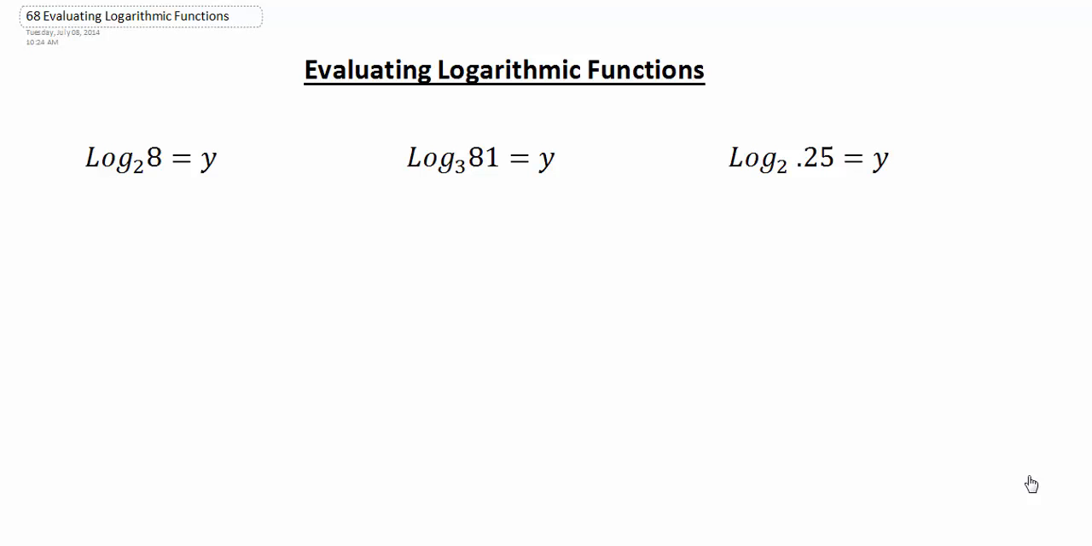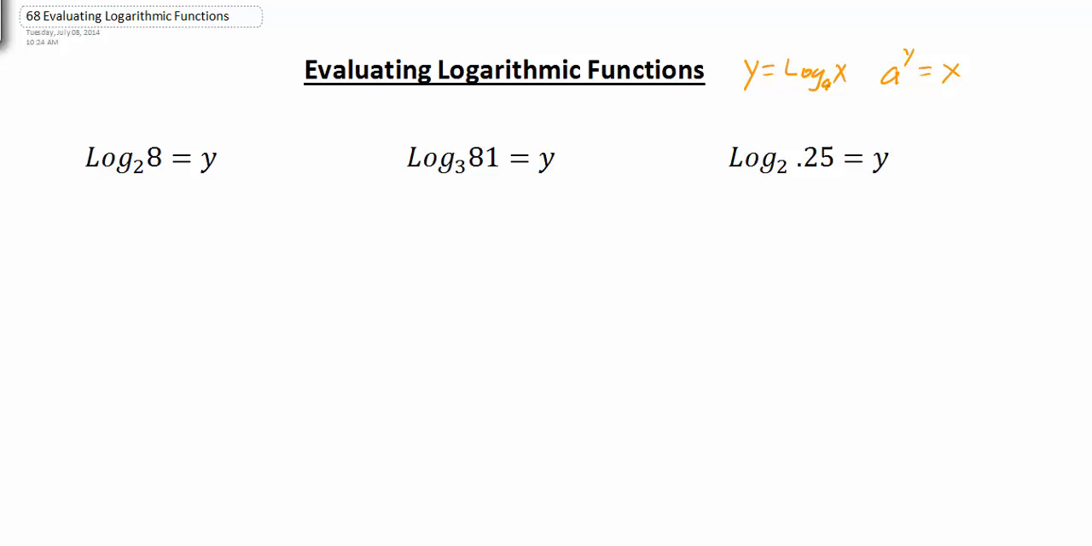In this video, we're going to look at how we can evaluate logarithmic functions. To do that, we're going to use the idea of how we can rewrite our logarithmic function into an exponential function. So remember, if we have y equals log base a of x, then we know that we can rewrite this as a to the y equals x.